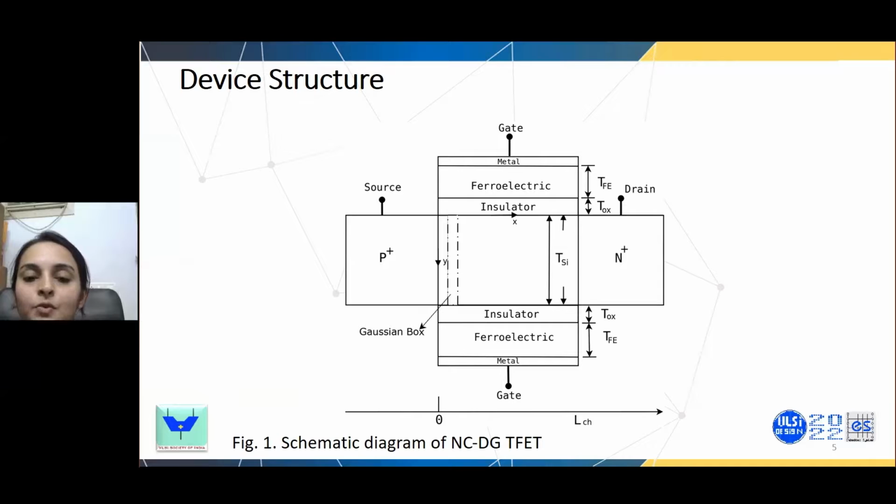Then the device is a homojunction silicon TFET with its source being heavily doped P-type with a concentration of 10 power 20 per centimeter cube. Its drain is heavily doped N-type with 10 power 19 per centimeter cube, and the channel is 10 power 16 per centimeter cube. The work function of the metal is 4.4 electron volts.